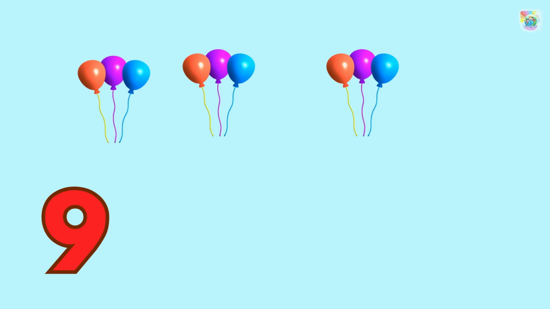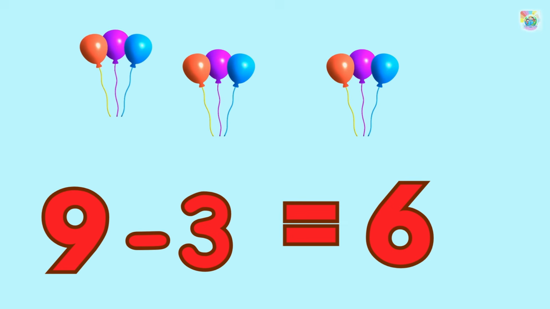Look at the balloons. There are 9 balloons. Now 3 balloons fly up into the sky, so we take 3 balloons away. 9 minus 3 equals 6. Now 6 balloons are left.